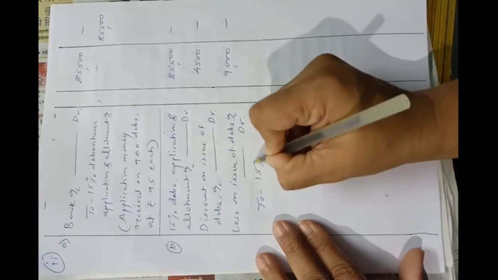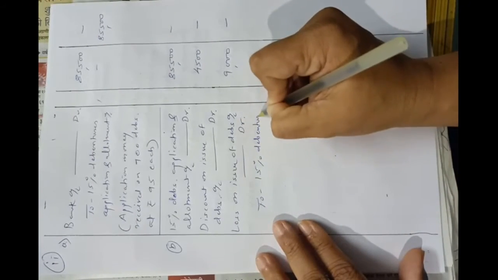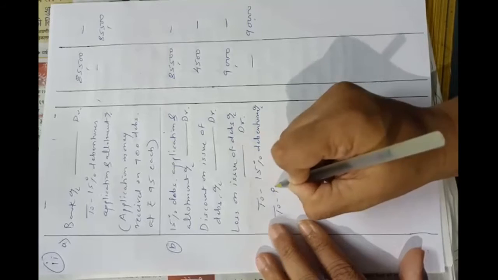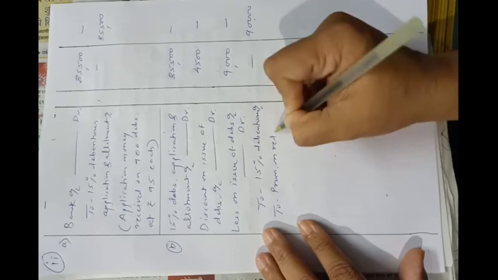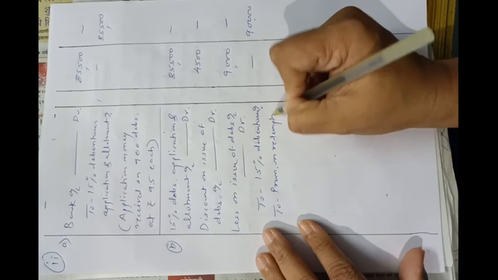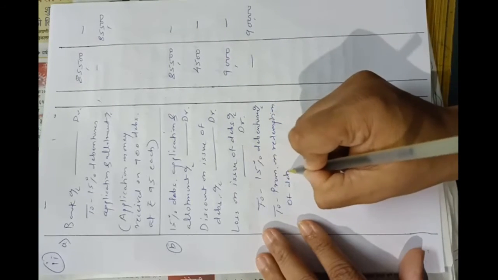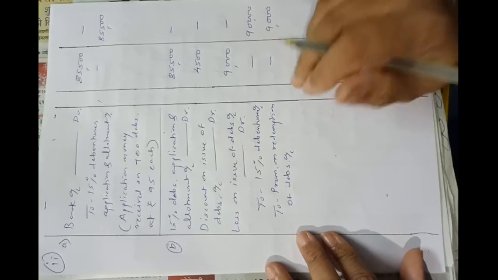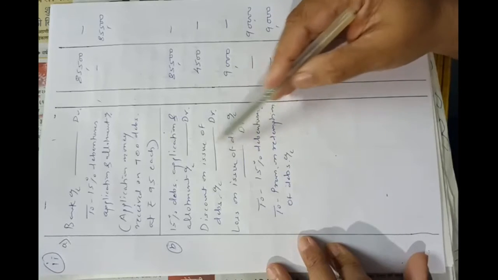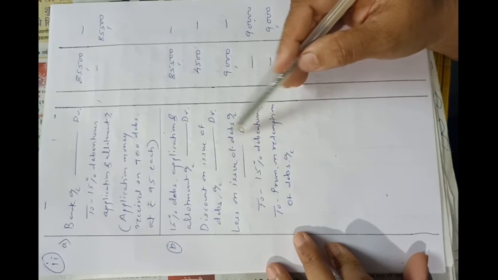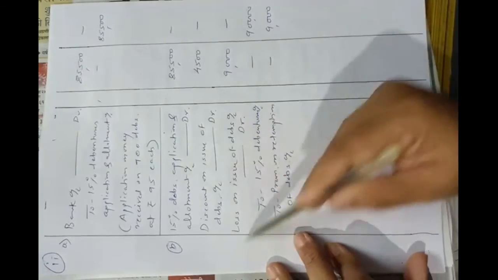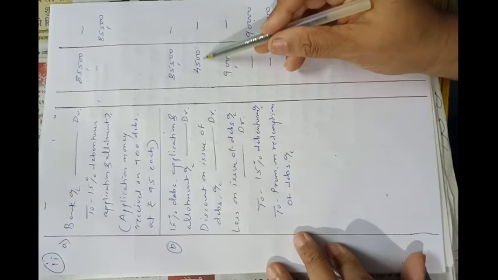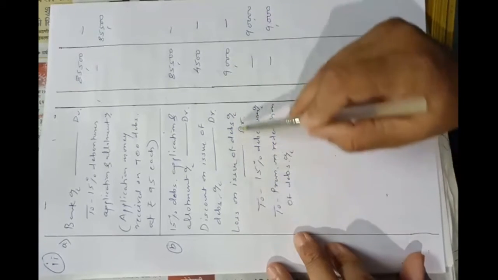To 15% debentures account, $90,000. To premium on redemption of debentures account, 9,000. This will be the entry. As I told you before, these both are capital losses, discount and premium payable at the time of redemption. So we can group them together, add them, and we can debit the total amount 9,000 plus 4,500, that is 13,500, to loss on issue of debentures account.